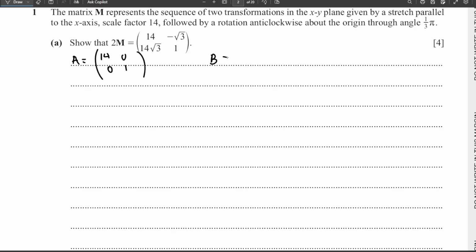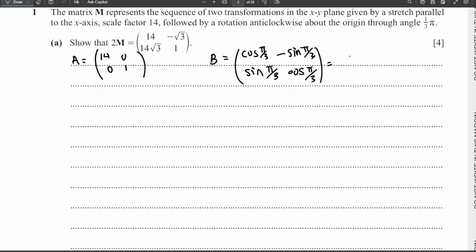I think you usually memorize this one, right? So the rotation matrix is this one: cosine theta, negative sine theta, sine theta, and then cosine theta. For theta, you just replace it with whatever angle we rotate by. So in this case, it's pi over 3. So we replace everything with pi over 3.